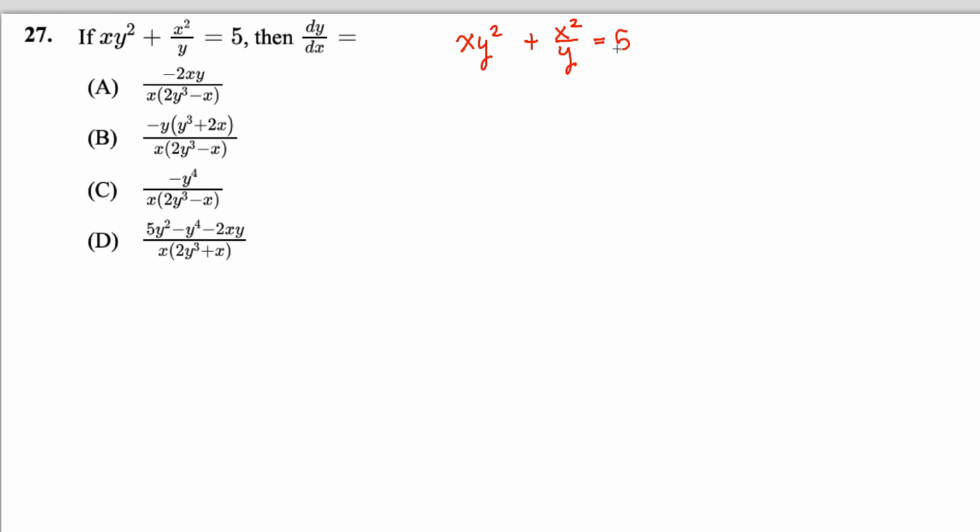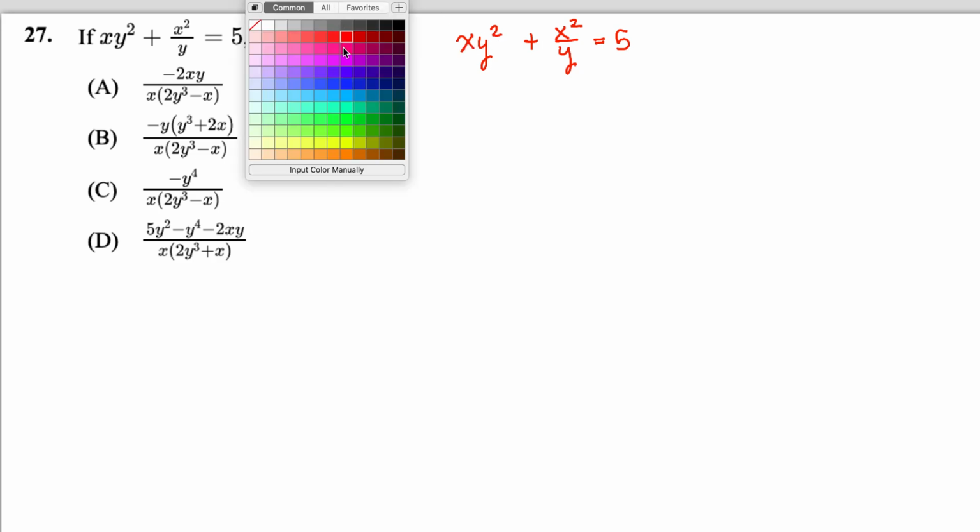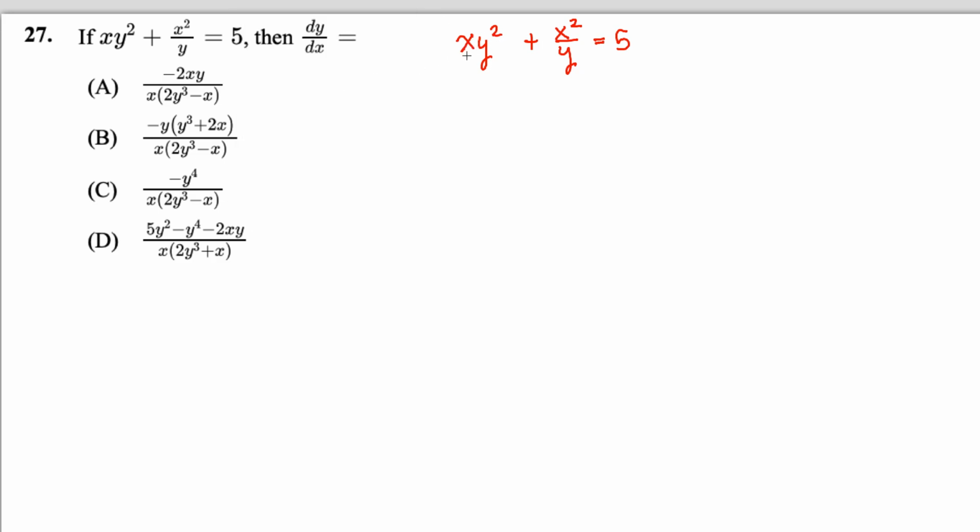So here's my curve, and they want dy/dx. Again, they want us to just differentiate this implicitly. So we need to notice that this is a product. This is x times y squared. We just need to remember the product rule, and I'll put it right here: f prime times g plus g prime times f. Just take your time. Look, x takes the role of f, and then y squared takes the role of g.